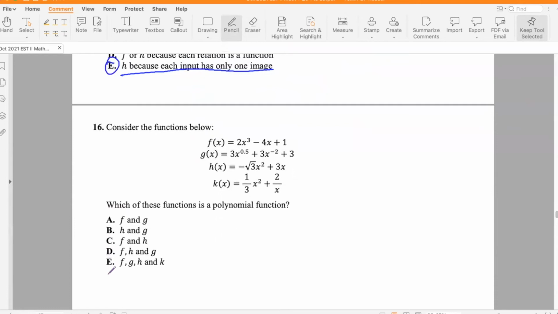Consider the functions below. Which of these is a polynomial function? So f is a polynomial function. g is not because here the powers are 0.5 and minus 2. For a polynomial function, the powers of x should be positive integers. h is polynomial and k is not because here the power of x is minus 1. So f and h only, C.